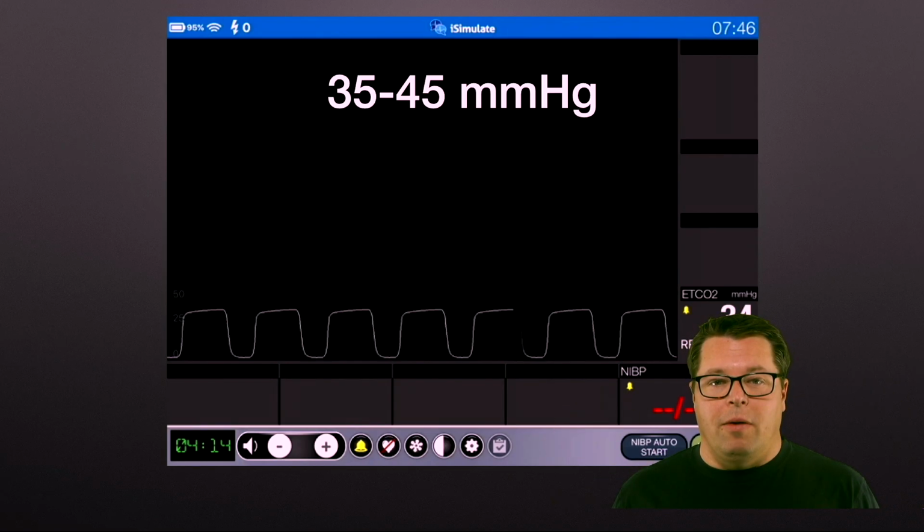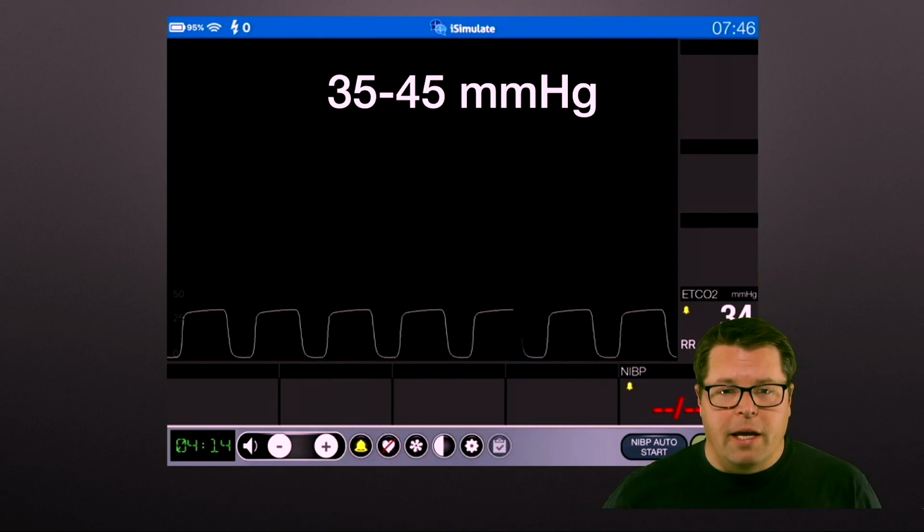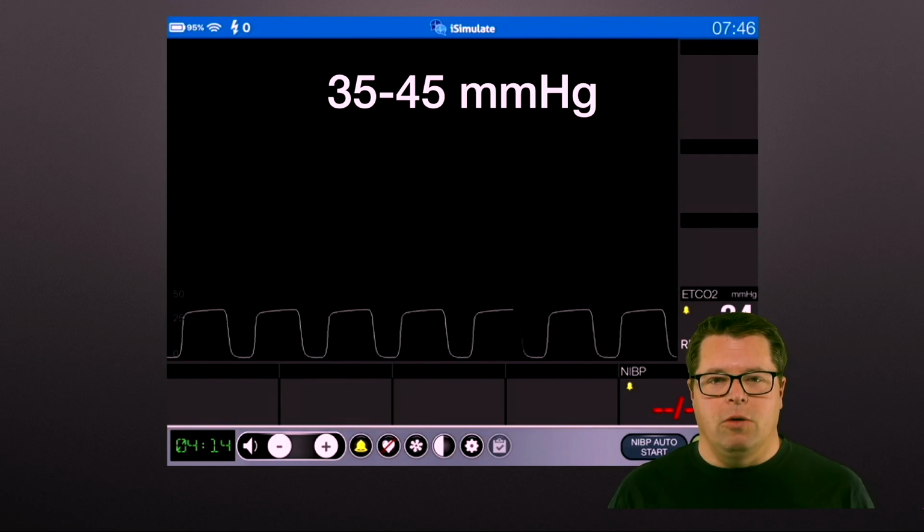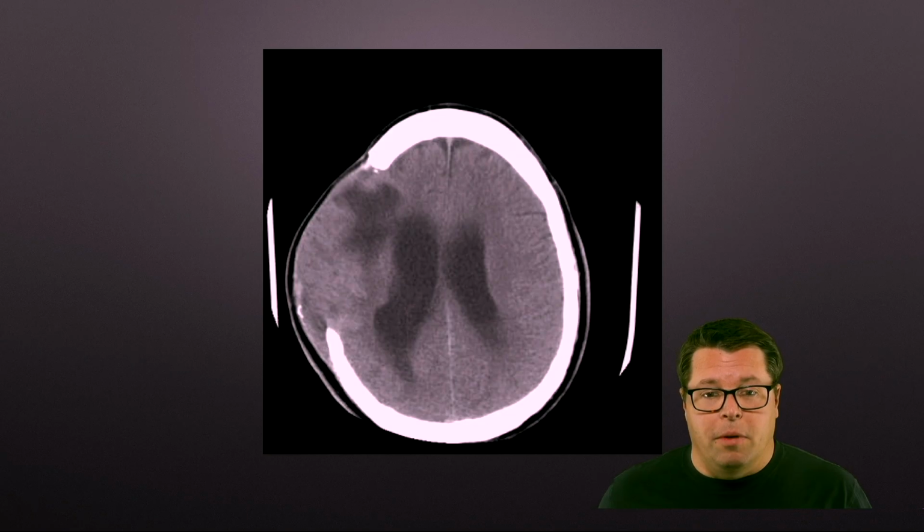Normal-ish for somebody with COPD may be significantly higher. Somebody with bad sleep apnea or Pickwickian syndrome or stuff like that, maybe a bit on the higher side, but this is a quote-unquote normal number. Why might we want to change that number around? Well, one thing would probably be in the setting of head injury.